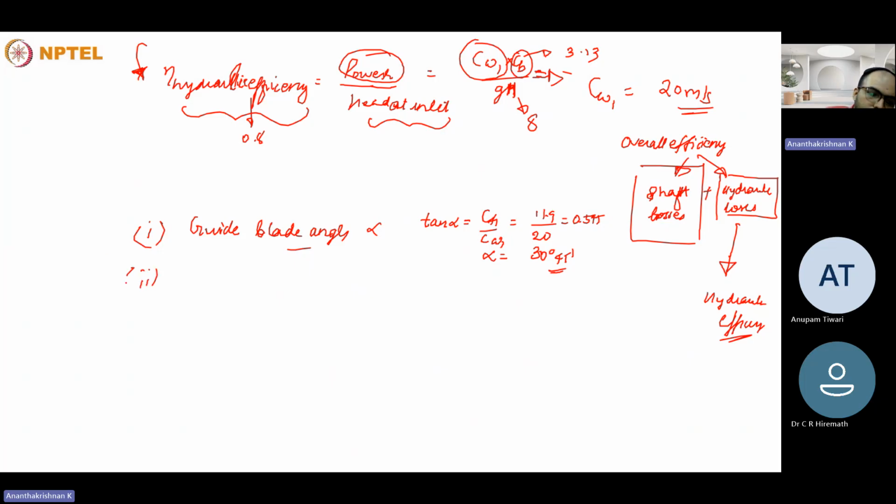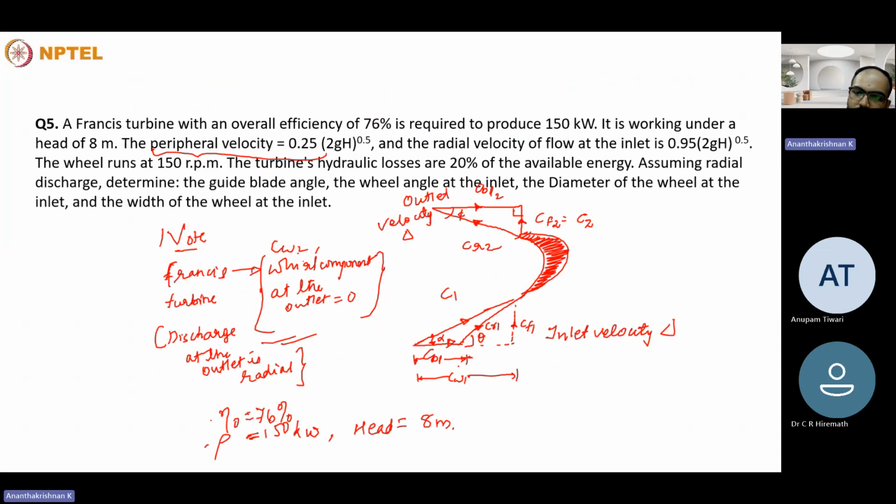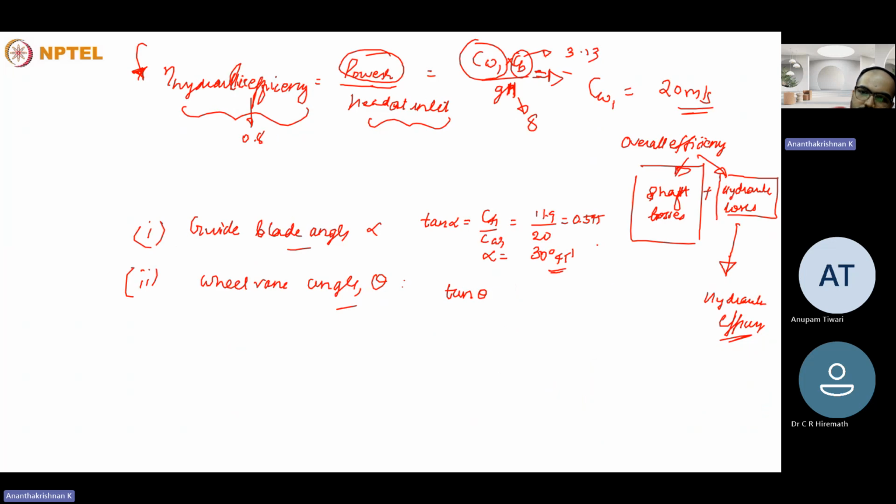The second part of the problem, we have to calculate the wheel vane angle theta. So that is tan theta. Just like the alpha component, you have to determine theta, that will be equal to CF1 divided by CW1 minus C blade. So that's also straightforward. CF1 divided by CW1 minus C blade. So that is 11.9 divided by 20 minus 3.13, that is 0.705.